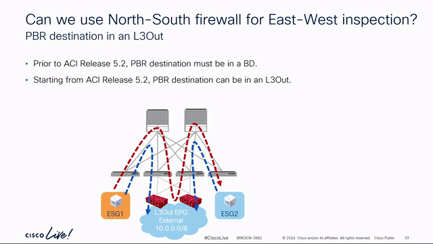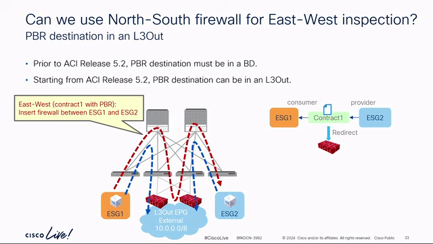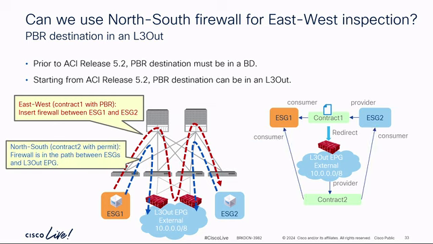That's possible after 5.2. Prior to 5.2, PBR destination must be in a bridge domain instead of in L3 out. Starting from 5.2, you can use PBR destination connected through L3 out. Here is the configuration. Let's say you have a contract between two EPGs, east or west. Action is redirect, and then PBR destination is in an L3 out. And then L3 out EPG to internal EPG, you can just create another contract with permit so that firewall is just inserted based on routing.